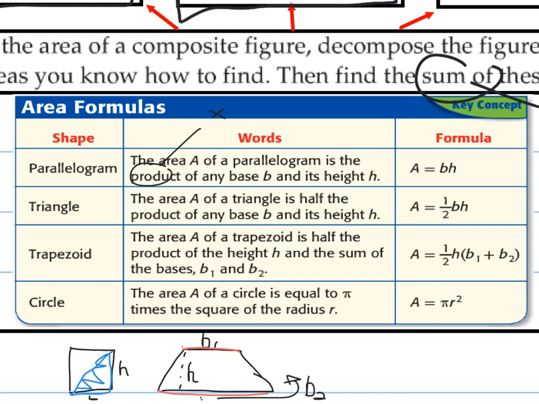The area of a circle is A equals pi r squared, where r is the radius. So the area A of a circle is equal to pi times the square of the radius r. You need to have those written down.